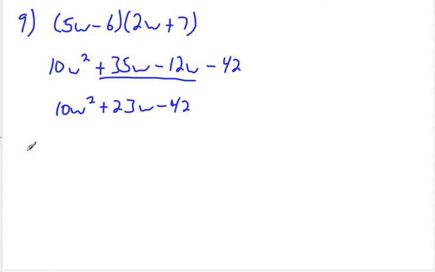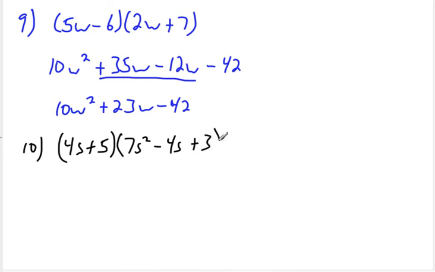Number 10. 4s plus 5 times 7s squared minus 4s plus 3. Keep in mind my s's are shorter than my 5s, so try to notice the difference there.